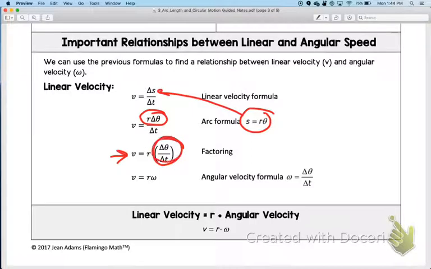And what does this actually represent? Well, doesn't that represent our angular velocity? Yeah. So really our linear velocity is equal to taking the radius times your angular velocity, which is where this relationship comes from. So linear velocity is equal to r times your angular velocity.